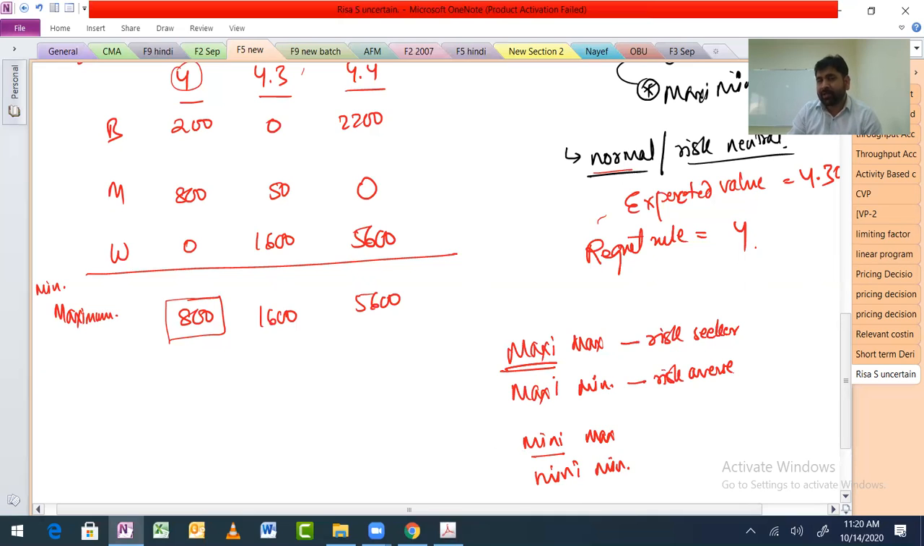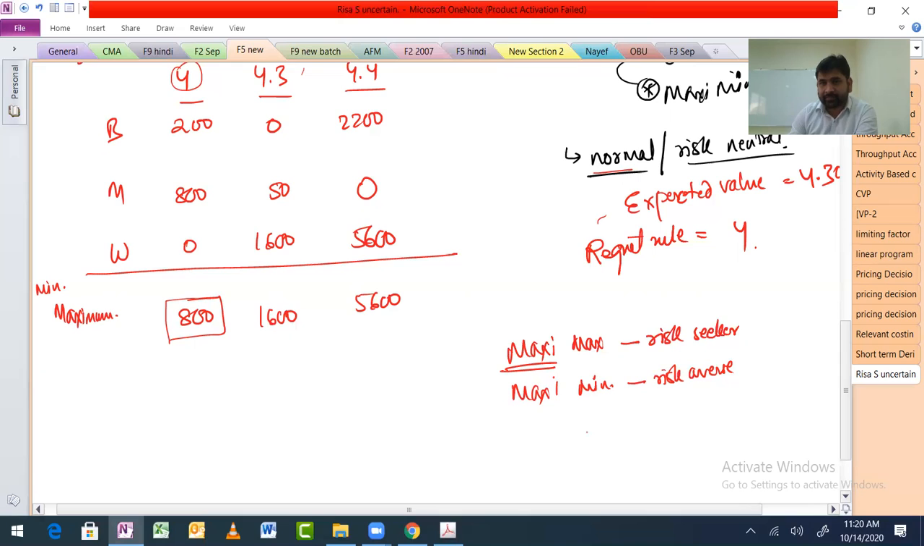Do you see two ways? Either you memorize all this, or try to attach it to some kind of common sense. Then you don't have to memorize, or you are not depending on your photographic memory. You are depending on normal common sense. Optimistic, pessimistic, risk seeker, risk averse, then maximax or maximin.